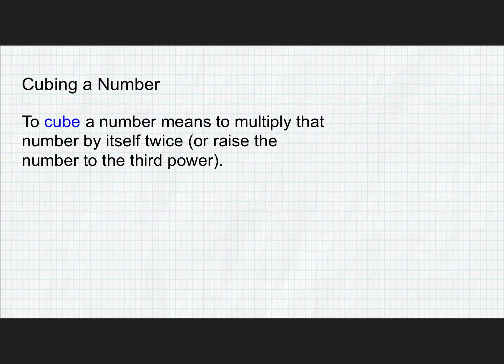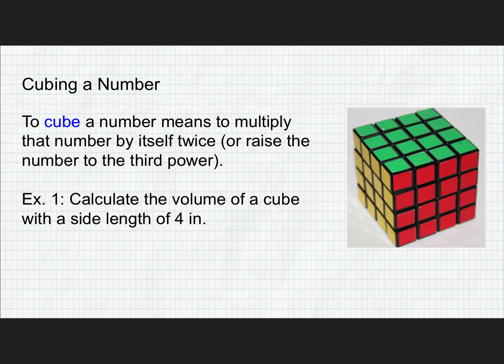Let's go ahead and start off with a little bit of review. So what does it mean to cube a number? Well, it means to multiply that number by itself twice or raise the number to the third power. So when you cube a number, that number will be a factor 3 times. Let's go ahead and have a look at an example.